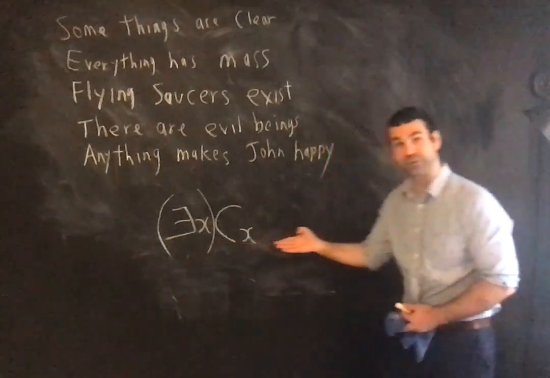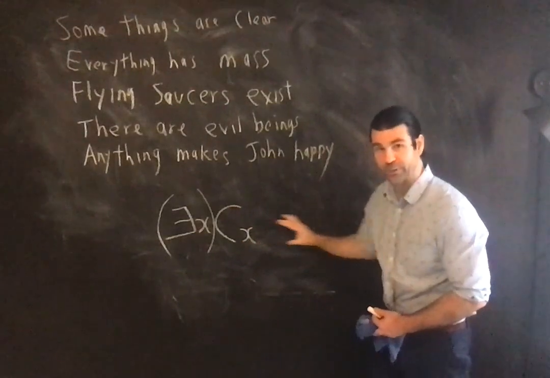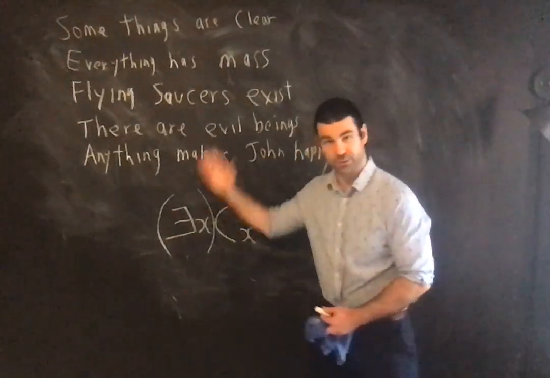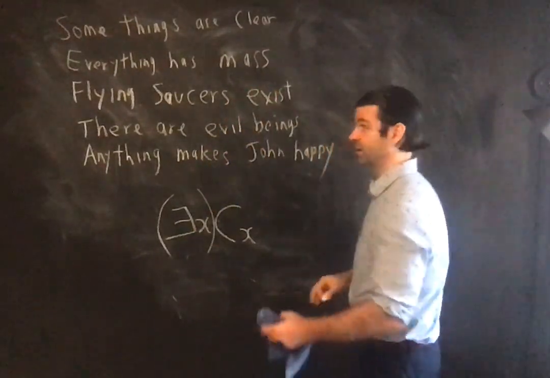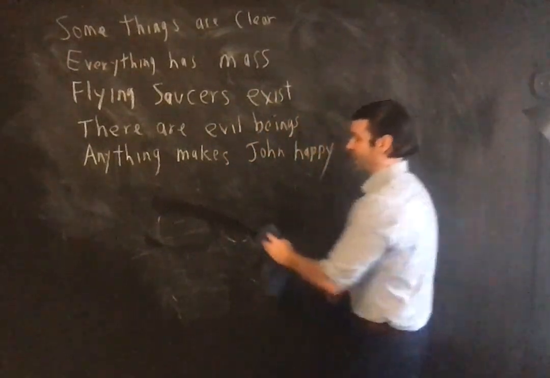That is the correct logical analysis of the first sentence, and we do get the logical clarity of what it means, but the way we say it in English, right, is something is clear, or some things are clear. Okay. All right. Everything has mass.